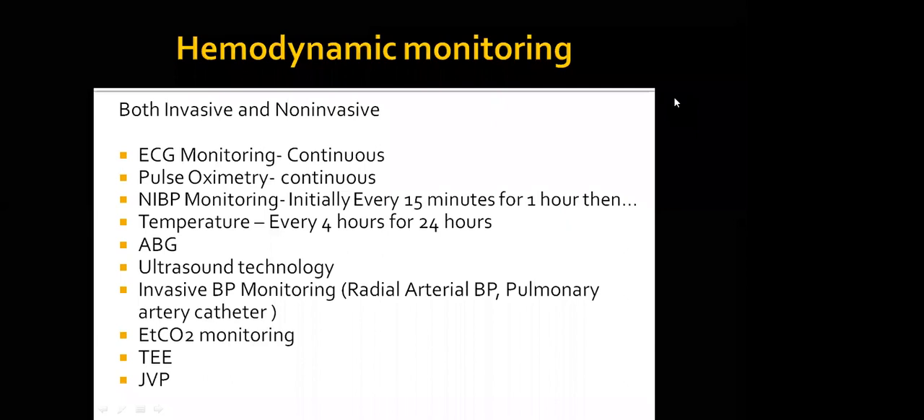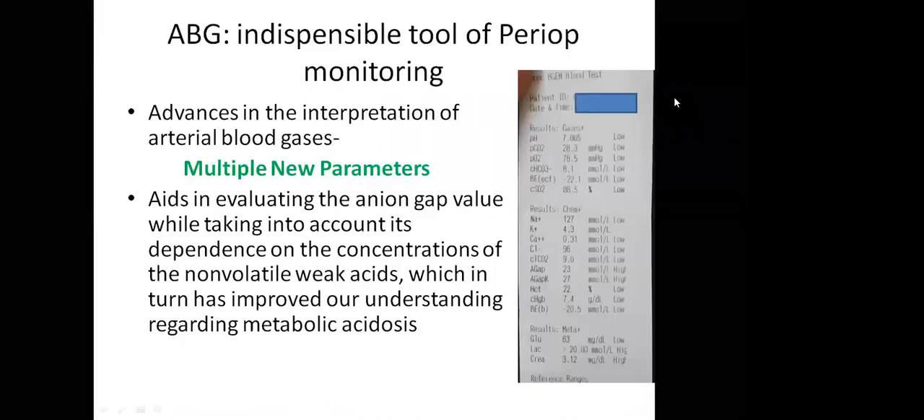Temperature, every 4-hour temperature should be measured. ABG, ultrasound technology is used, I'll describe later on. Invasive BP monitoring, radial artery blood pressure or pulmonary artery catheterization, whatever facilities are available in your hospital. ETCO2 monitoring, echo is used to know the ejection fraction, the stroke volume of the heart, and JVP.